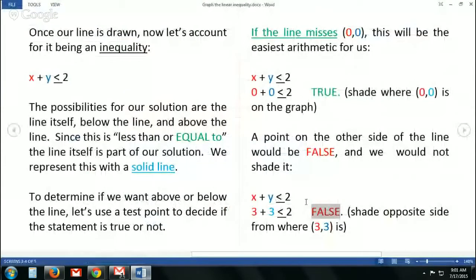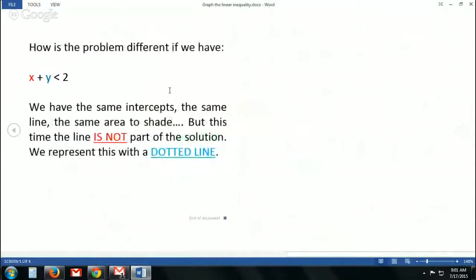Now, for this problem, how would it be different if instead of having less than or equal to, we had strictly less than? That would mean that the line itself is no longer part of our solution. We have the same intercepts, we get the same line, we're going to have the same area to shade, but the line is not part of the solution. We represent that with a dotted line.